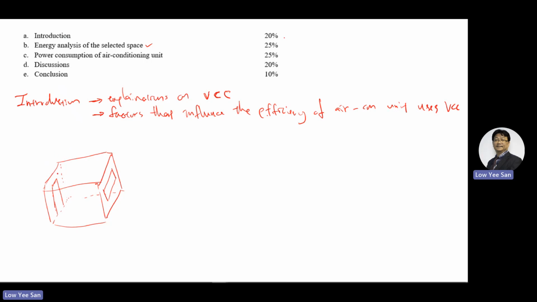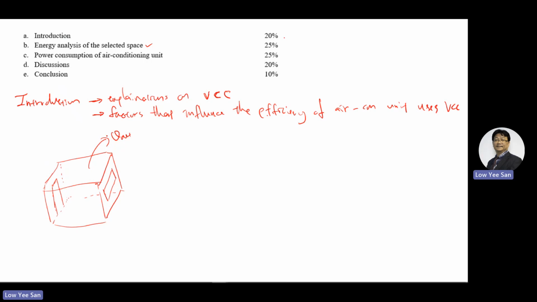So you need to go and make proper assumptions. Now, why do we need to do that? Because you are supposed to remove heat from this space. You need to remove heat from this space. You need to extract it out, and you're going to extract it out by using an aircon unit.